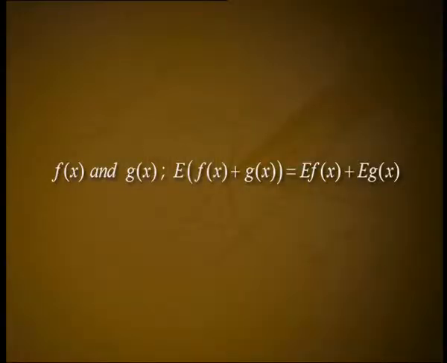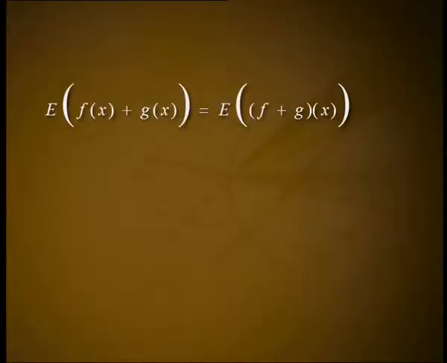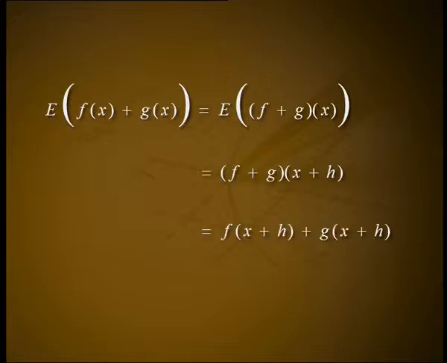Properties of E. Number 1. For the functions f(x) and g(x), E[f(x) plus g(x)] equal to E f(x) plus E g(x). Proof. By definition, E[f(x) plus g(x)] equal to E[(f plus g)(x)], that is (f plus g)(x plus h), that is f(x plus h) plus g(x plus h), that is E f(x) plus E g(x).